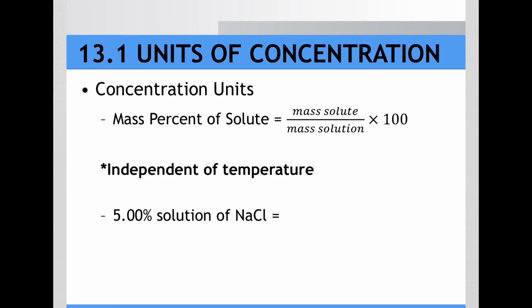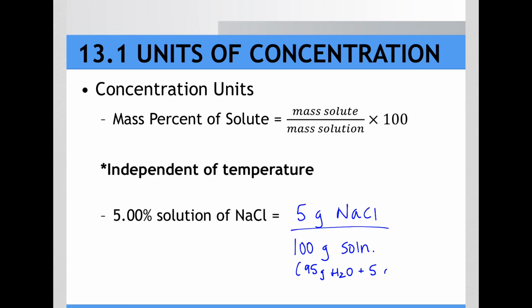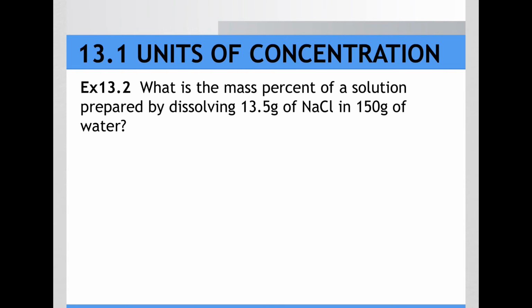So if I had a 5% solution of sodium chloride, that would mean that I had 5 grams of NaCl per 100 grams of solution. Now, assuming this was an aqueous solution, remember that that would mean 95 grams of water plus the 5 grams of NaCl. Okay, so that's what that would essentially mean. I could change that ratio, but at its simplest, that would be a possible ratio for a 5% solution. So take a moment, pause the video, and I'd like you to try example 13.2.